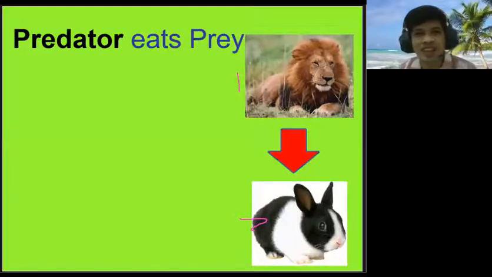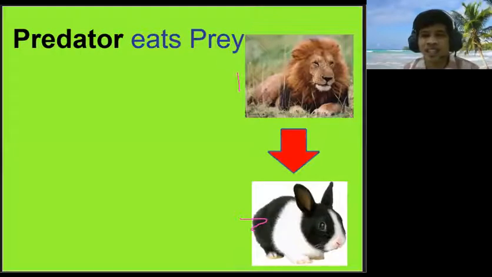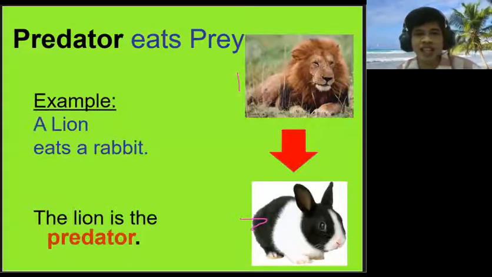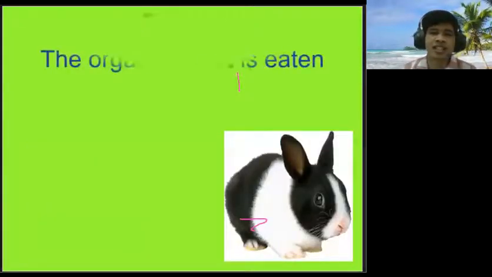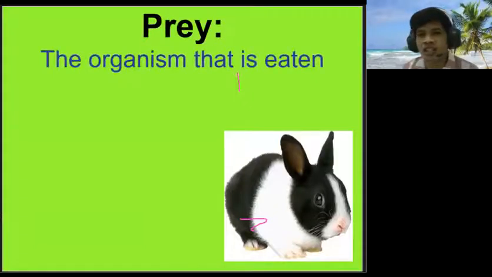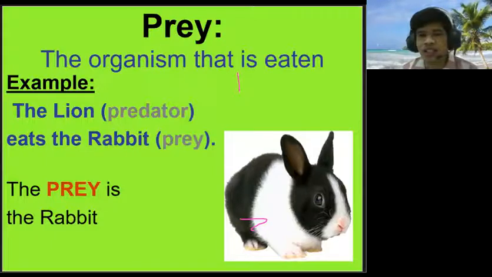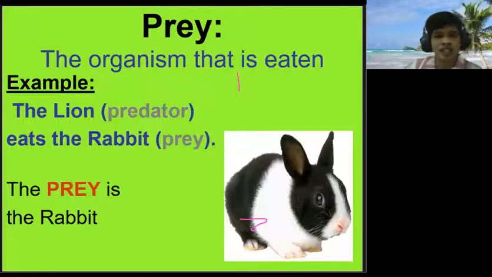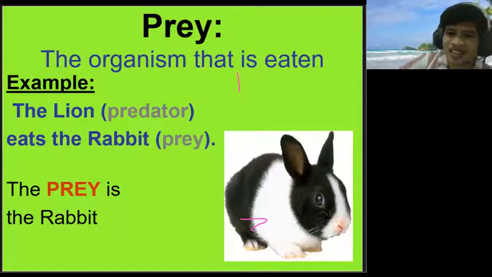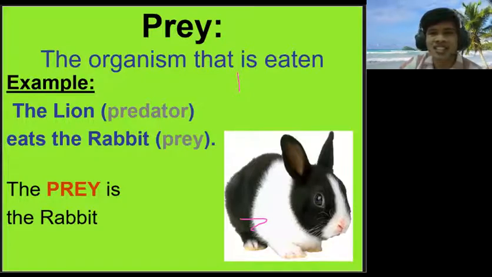A rabbit. Very good. So predator eats prey. Example, a lion eats a rabbit. The lion is the predator. And when we say prey, it is the organism that is eaten. The lion is the predator and it eats the rabbit. In this case, the rabbit is the prey. Very good. All right, next.